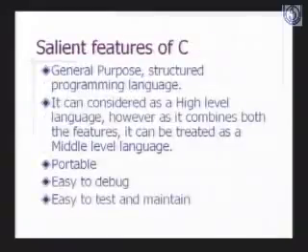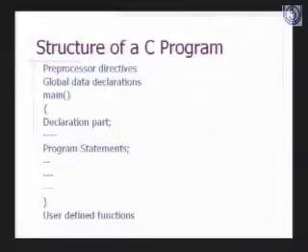Then let us look into the structure of a C program. Before going into the actual details and technicalities of the C programming language, let us see the structure. This is the way we will write a C program. First we present the preprocessor directives, then come the global data declarations, and then the main program, which is the start point of execution, and it starts with a curly brace. Then comes the declaration part. It may be a data declaration, a variable declaration, or function prototype declarations.